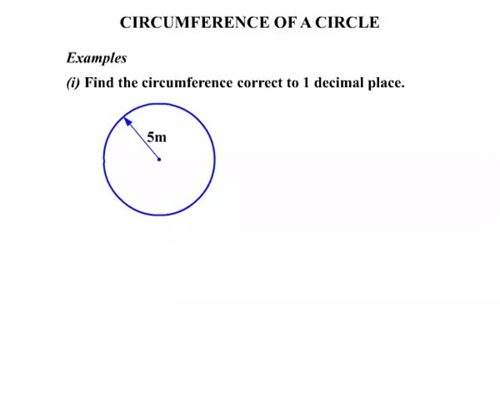Let's look at some examples now. We need to find the circumference correct to 1 decimal place. So we'll write our formula, c equals 2 pi r. So we have 2 pi r where the radius is 5. So we're going to write 2 times pi times 5, and on the calculator working that out works out to be 31.4 meters. We've rounded off to 1 decimal place.